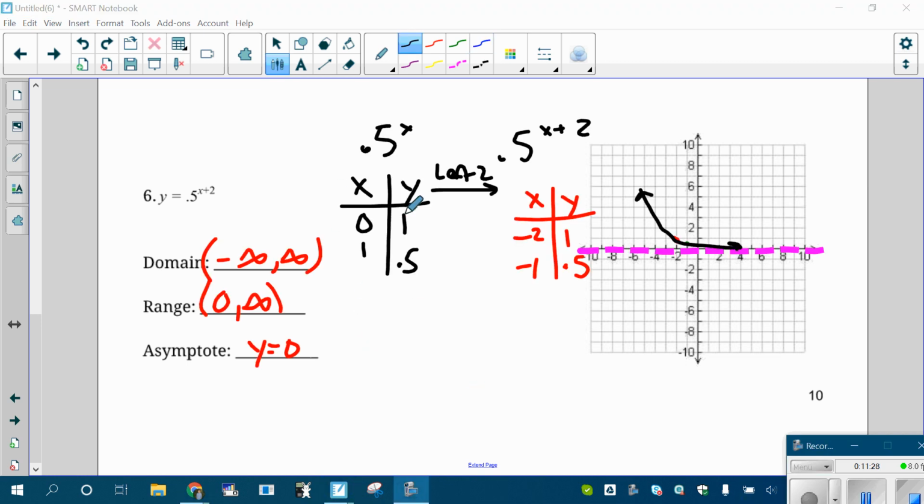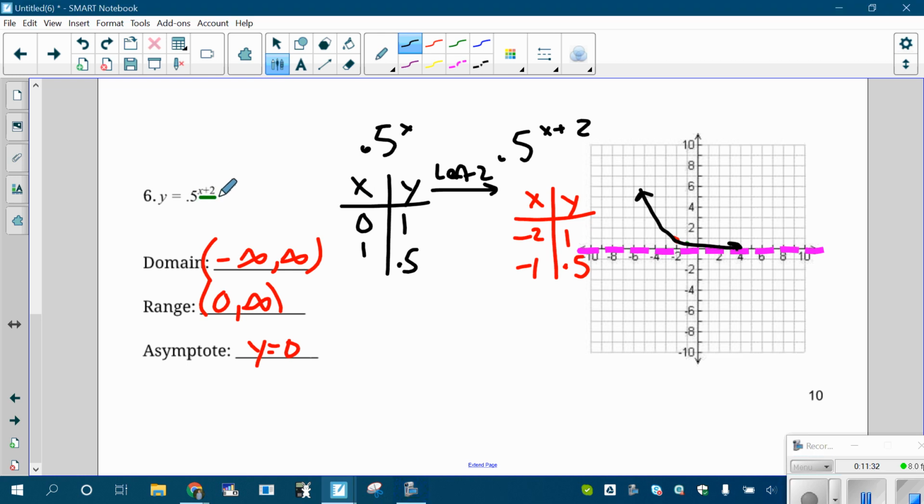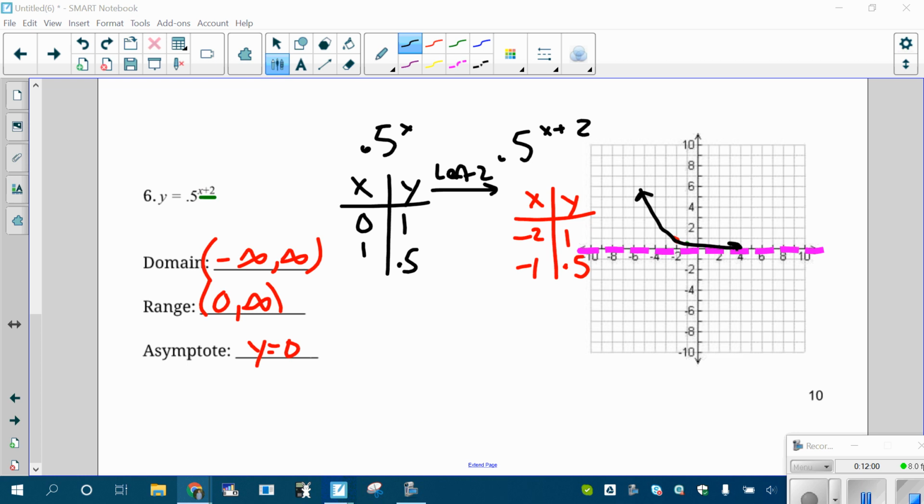Okay, so here is our table for 0.5 to the x. That plus 2 was in the exponent, and that counts as on the inside. So it was moved left 2. Here are my new points. Plotted them there. There was no up or down movement, so my asymptote was still y equals 0. Sketch the graph, it swoops down. Range is still asymptote to infinity, and domain, even for the ones with the decimal or the fraction base, is still always going to be negative infinity to infinity.